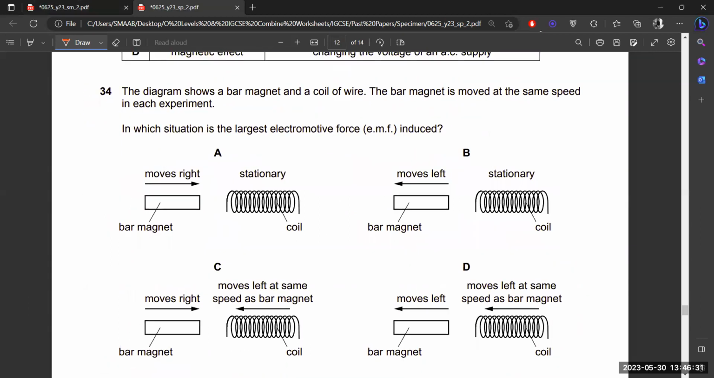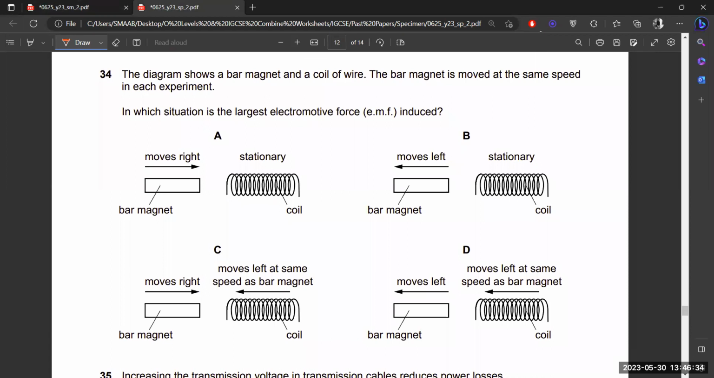Question 34. The diagram shows a bar magnet and a coil of wire. The bar magnet is moved at the same speed in each experiment. In which situation is the largest EMF induced? So we need to find the largest EMF induced. We know the factors: first, the number of turns in the coil, which is the same in each diagram. The second factor is magnetic strength, and the magnetic field is also the same, which means the magnets are of the same size. So only the third factor, the speed of the magnet, remains. The motion or speed of the magnet helps us find the greatest value of EMF.